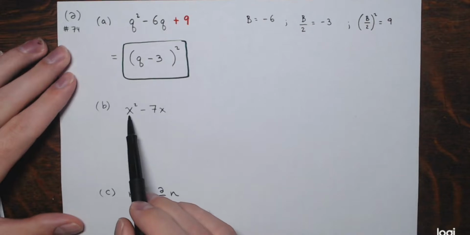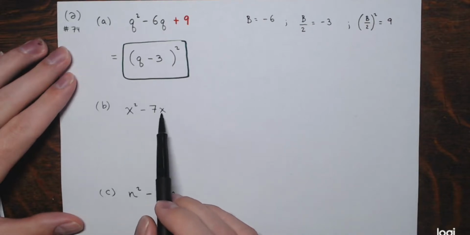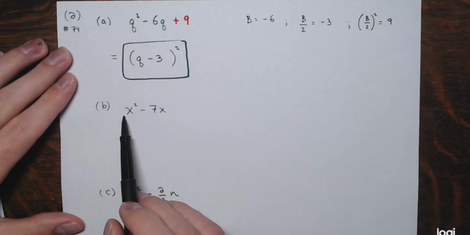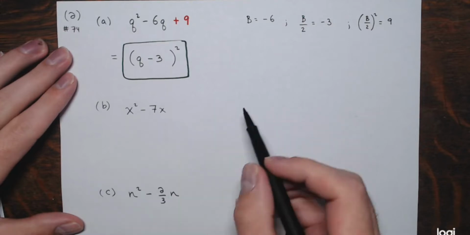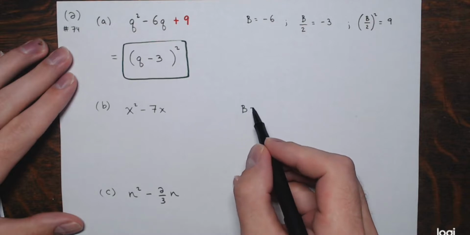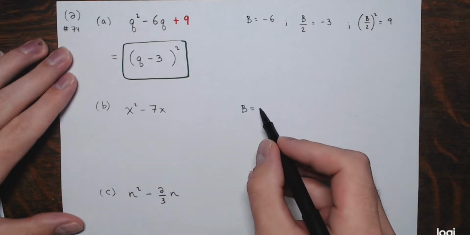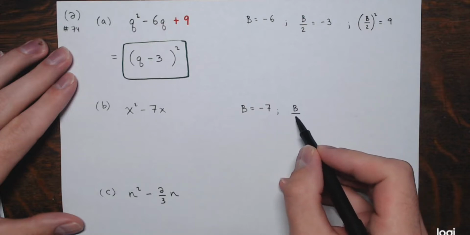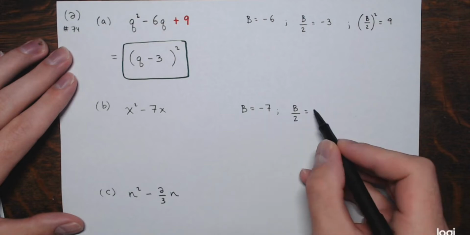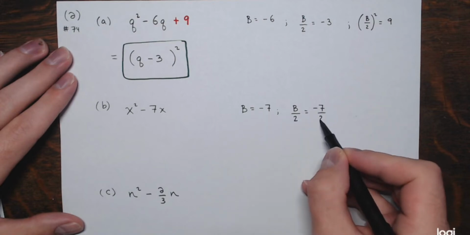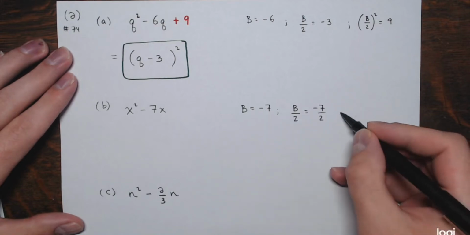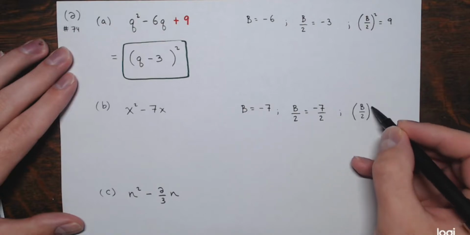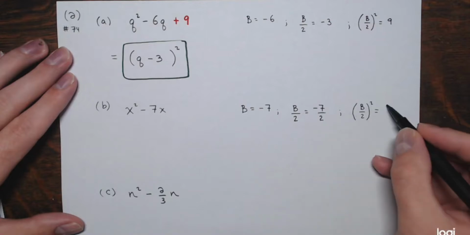Alright, same thing here. You have a quadratic term, a linear term. The quadratic term has a coefficient of 1, which is what we want. The linear coefficient, which I'm calling b, is -7. Then half of this is -7/2, or -3.5 if you're doing decimals. And then you square this number. Half of b squared would be +49/4.